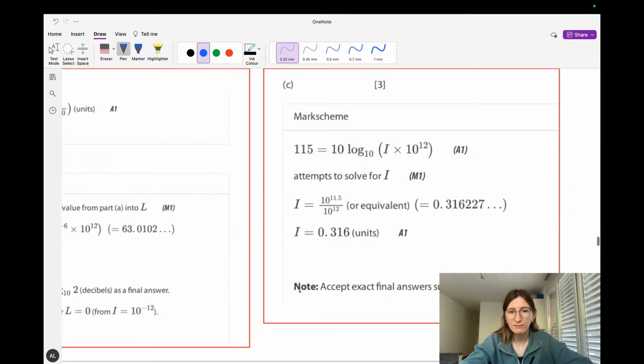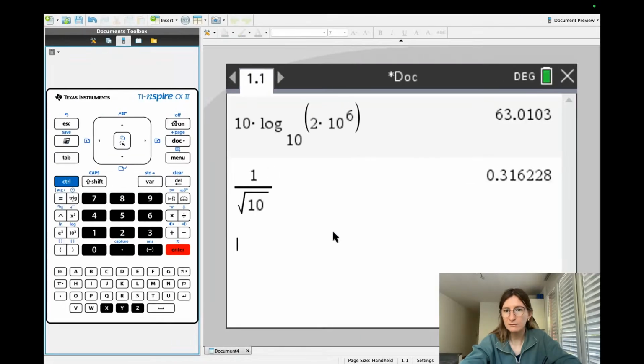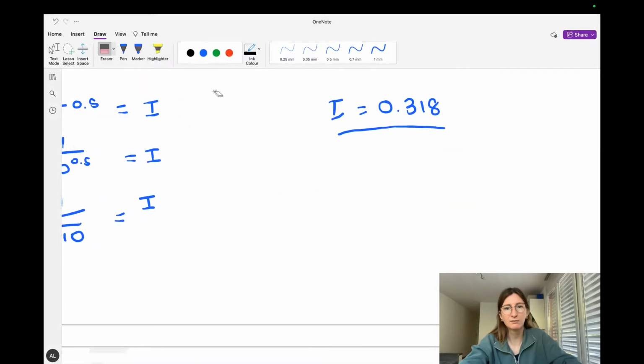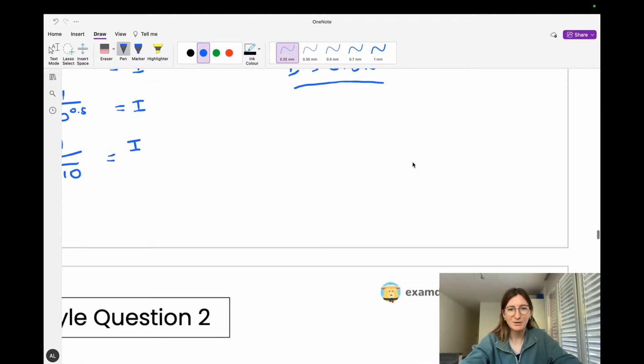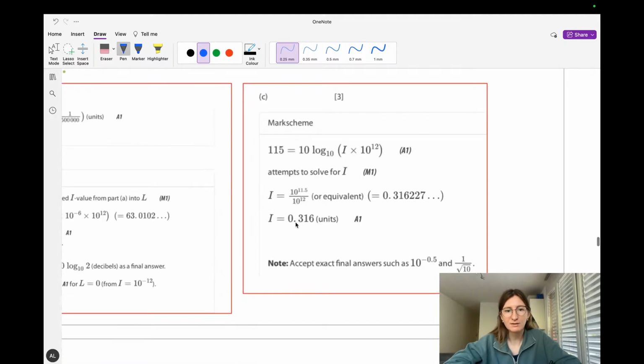Then we have attempts to solve. So here it was 0.316. Did I write 0.316? 318. Whoops, I wrote that incorrectly. Double check, as I keep saying, that you copy it across correctly. So we have 0.316, but you also get marks for 10 to the power minus 0.5 or 1 over root 10. So those are also acceptable answers, and you'd still get 1 mark each for those. So either is fine.